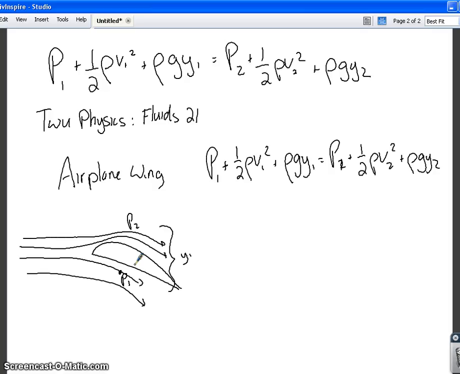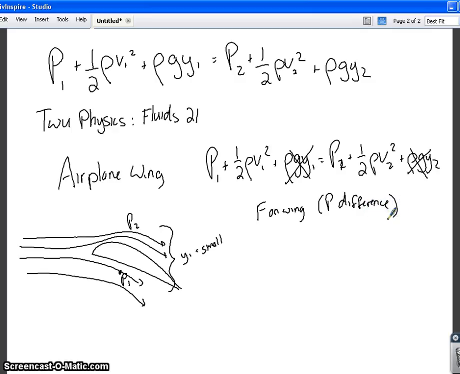So because this change in height is so small, we can just assume it's 0. So this cancels out right away. Now the equation already gets very simple. So let's say we're trying to solve for force. What is the force on the wing? Well, to know the force on the wing, we must know the pressure difference.